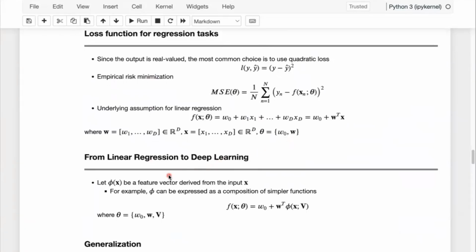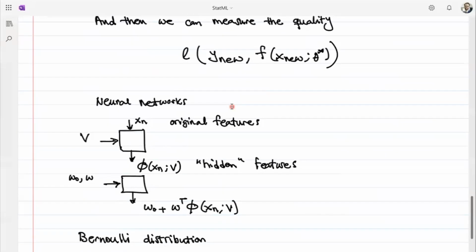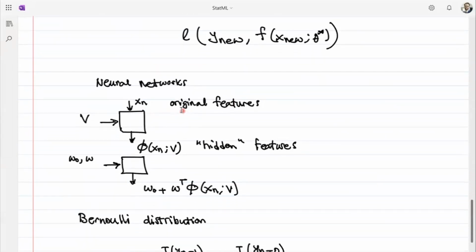And finally, the interesting part about this course is that we show that we can move from simple models, such as linear regression, to more complex ones, such as deep learning, by considering that multi-layer representation. So remember that we have these features that we talk about, these xn's. I call these original features. Now you can send these through multiple data transformations, and these data transformations are parameterized by, let's say, V, where V is a set of parameters.